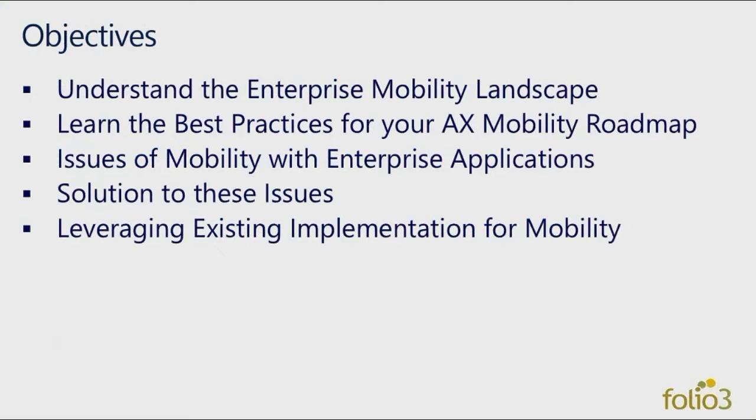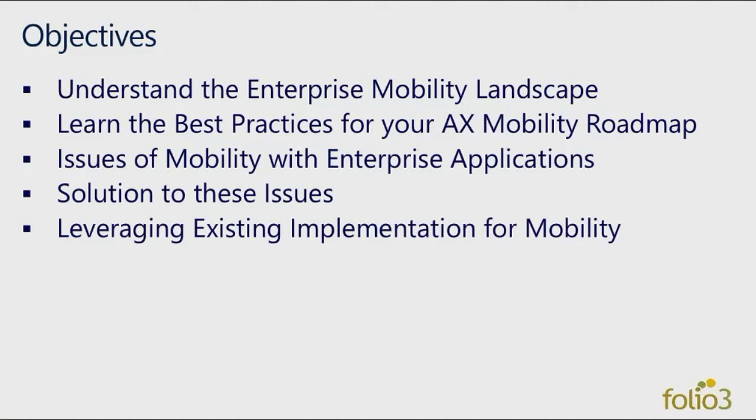The objectives of today's session are pretty focused. These are the 5 broad areas where, by the end of the session, you would understand the current enterprise mobility landscape, and learn the best practices for your AX mobility roadmap, followed by issues of mobility within enterprise applications. Some of these issues we have encountered over the years and continue to when working with different clients. So the way we've got it figured out today is we tell you what the issue is and we demo an application that we built which solves that issue. During the challenges section, we'll be showing mobile apps as well and showing you exactly how Folio 3 has managed to conquer those issues.